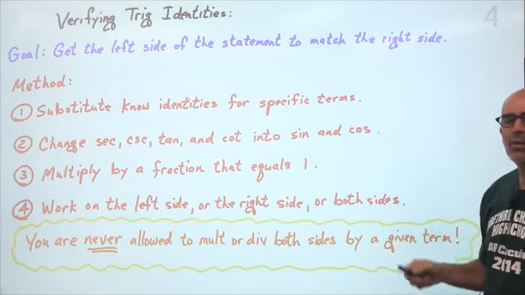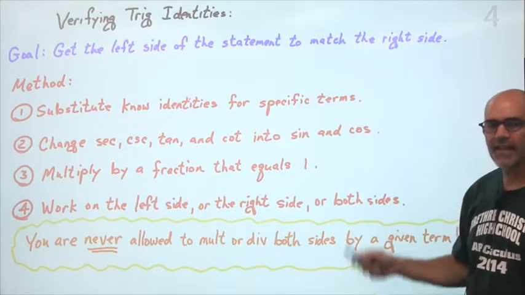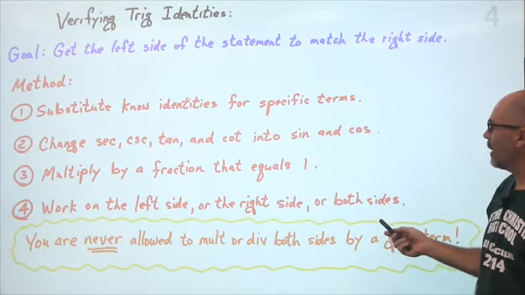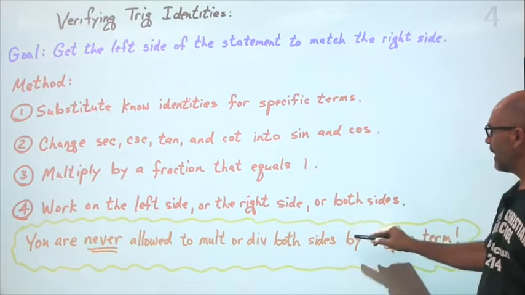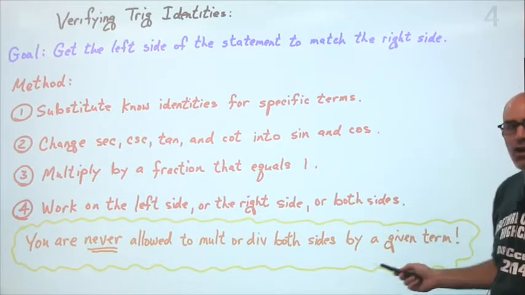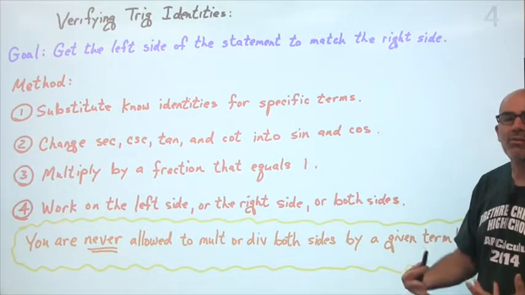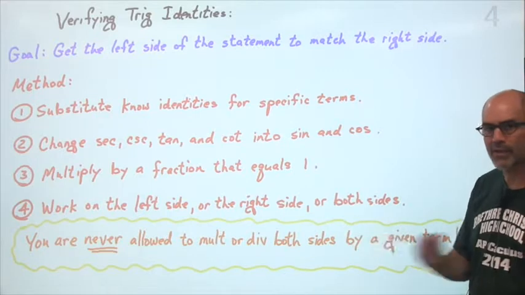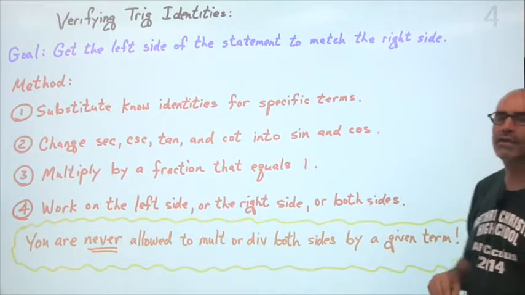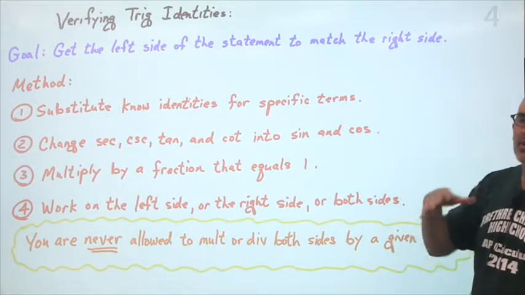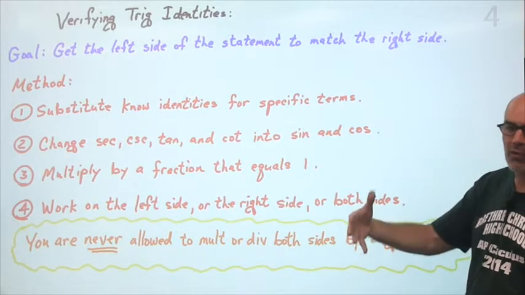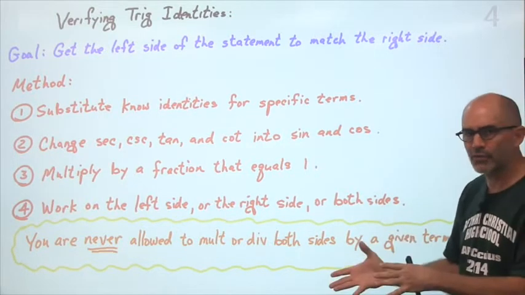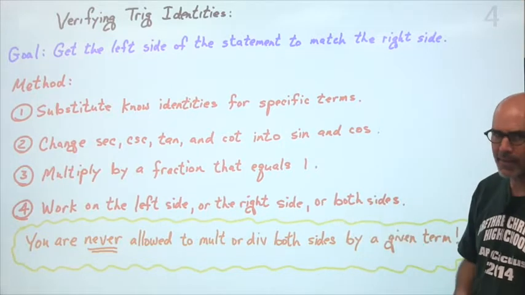That means we're trying to prove that the left side and the right side are equal. So if we multiply both sides by some given term, then we're assuming that it is an equation, that you can multiply both sides by a given term. So that's called circular reasoning. You're trying to prove something, and so you're assuming that what you're trying to prove is already true. And you can't do that.